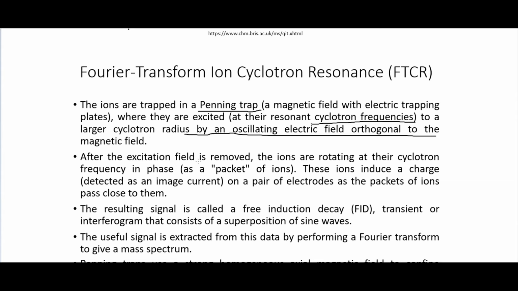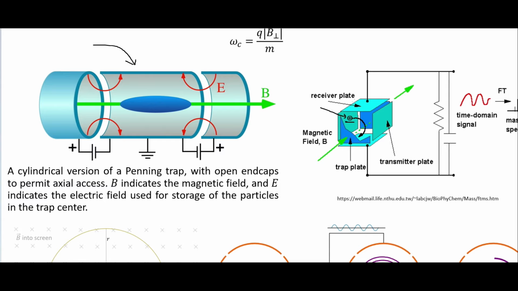After the excitation field is removed, the ions are rotating at their cyclotron frequency in phase, as a packet of ions. These ions induce a charge, so detected as an image current, on a pair of electrodes as the packets of ions pass close to them. So that's what is showing on here. So we have these plates here.